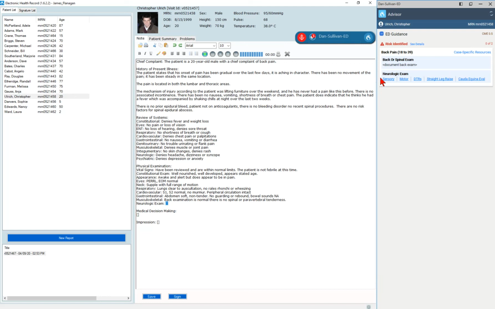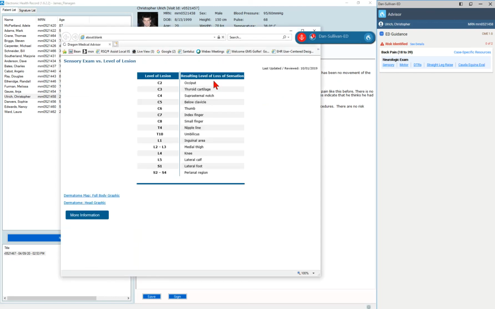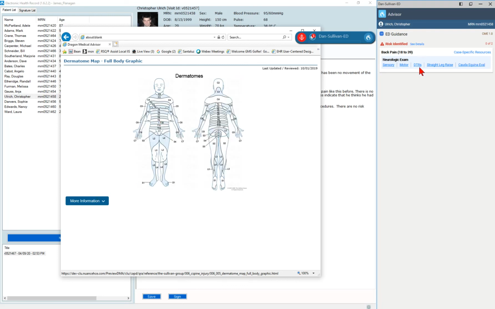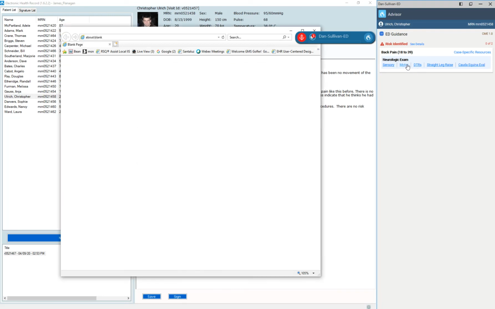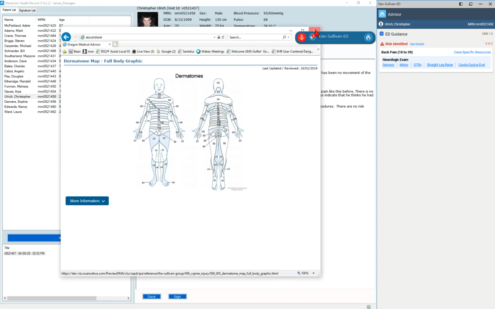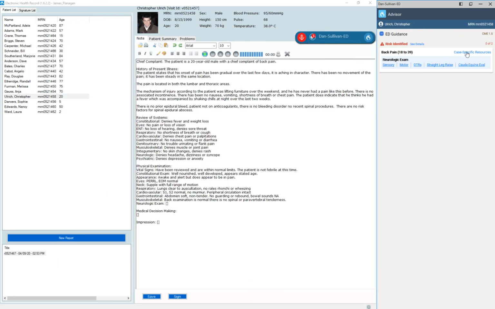Now, before we do the neurologic exam, notice that there are other resources available. If there may be a spinal injury here, it's hard to correlate or remember what part of the body goes with what part of the spine. And so that's immediately available, again, without leaving the user interface. Or maybe you're looking for a dermatome map, or do you remember motor? Do you remember the deep tendon reflexes? Very difficult to remember. When you need it, it's nice to have it.